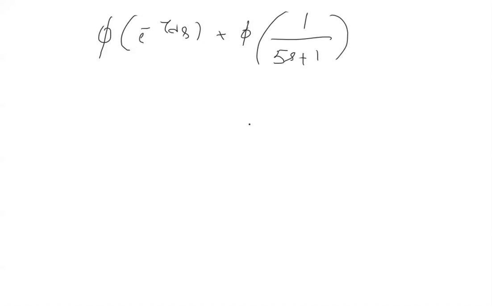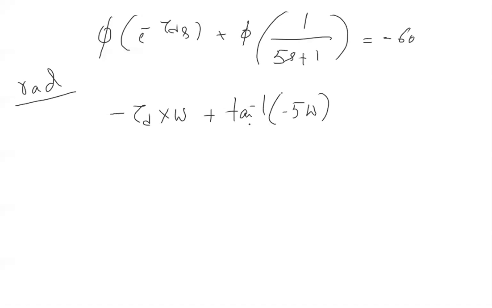See here it is important. Phase angle of e power minus tau d s plus phase angle of 1 by 5s plus 1 is equal to minus 60. Now, will you solve this problem in degrees or radians? Let's assume that you want to solve in radians. Then what happens is minus tau d into omega plus tan inverse of minus 5 into omega is equal to minus pi by 3.